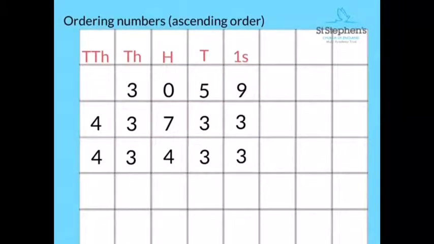Now we're going to do the same, but with some slightly larger numbers. Now these numbers, as you can see, go to the 10,000s. I'm going to do exactly the same as what I did before. First of all, I'm going to count how many digits each number has, because they're all whole numbers. 3059 has 4 digits. 43,733 has 5 digits. 43,433 also has 5 digits, which means, because it only has 4 digits, 3059 is the smallest number.